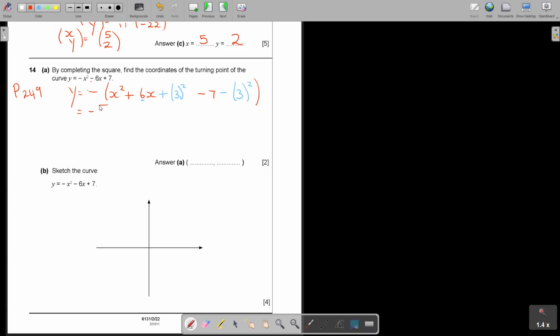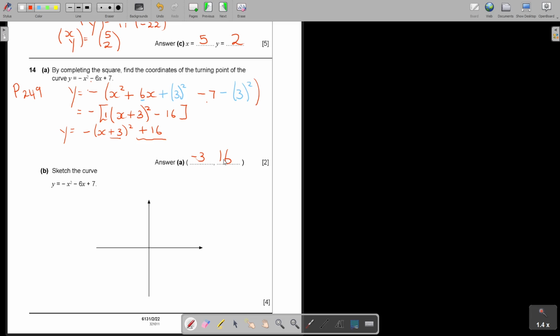And now I make this bracket. So x, I take the square root, I take this sign, plus, and I take the square. And now I just simplify. It's negative 7, negative 9, so it will be negative 16. Then y is equal to negative, just bring it in front: negative (x plus 3) squared plus 16. And now I can find the turning point. So remember, this sign changes, so it's negative 3, and this sign stays the same, and that's 16. And that's your answer.